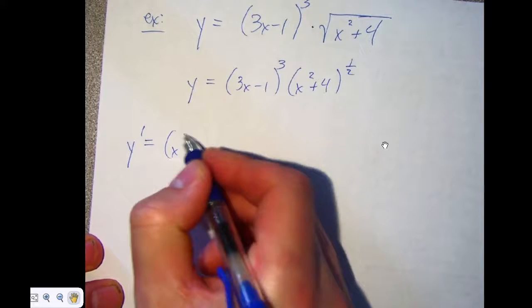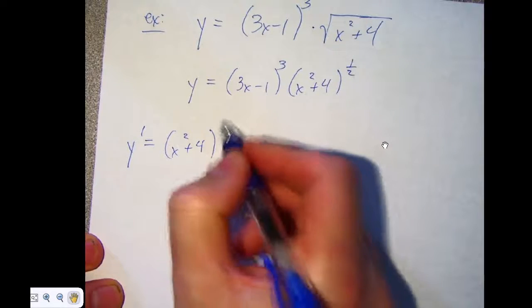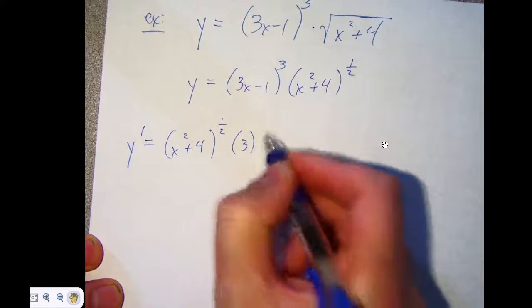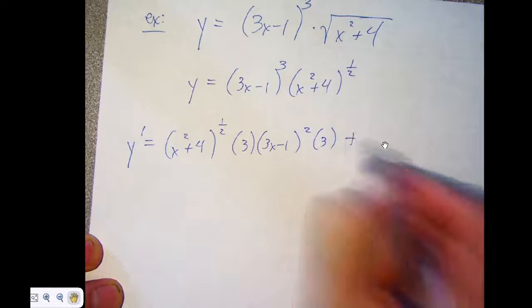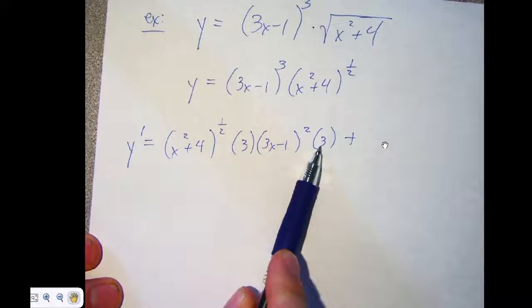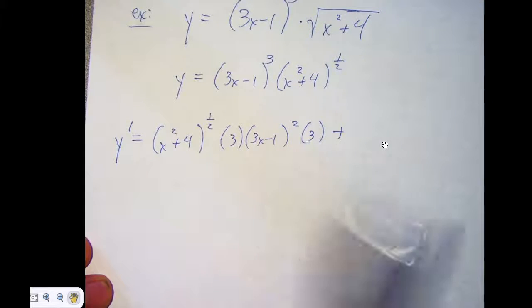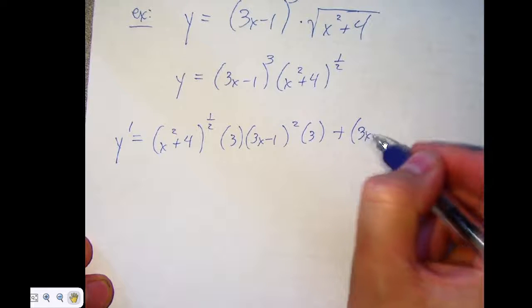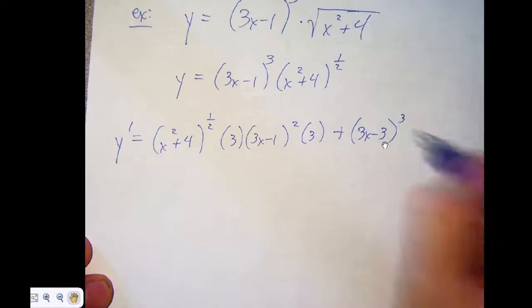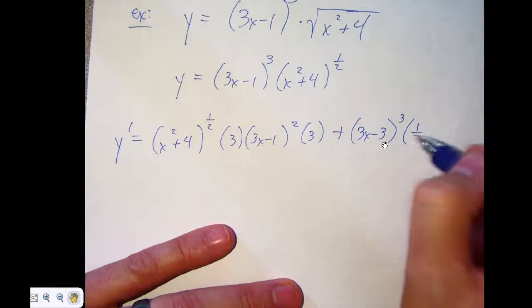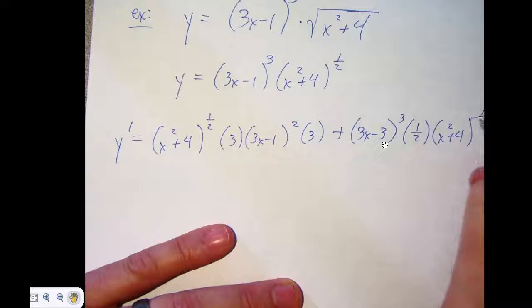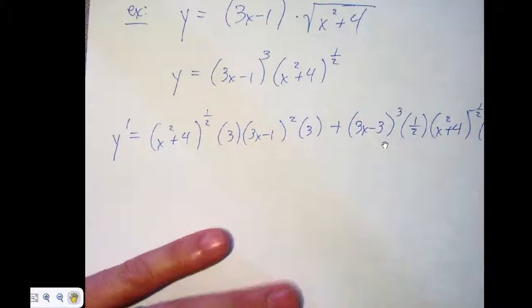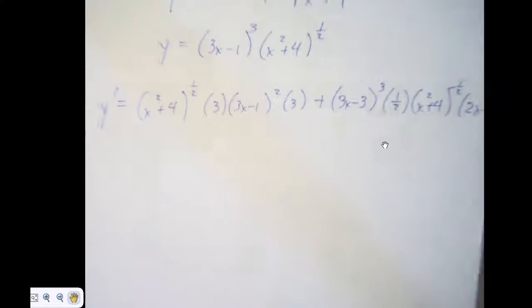Alright, second thing times the derivative of the first thing. Don't forget that's a chain rule, so you gotta multiply by 3 at the end. Plus first thing times derivative of second thing. So here's where the fraction comes in. It's still just a power, so break it down, reduce by 1, multiply by the derivative of the inside.